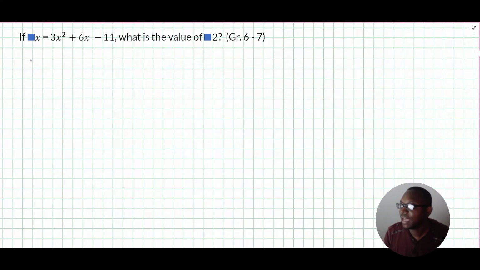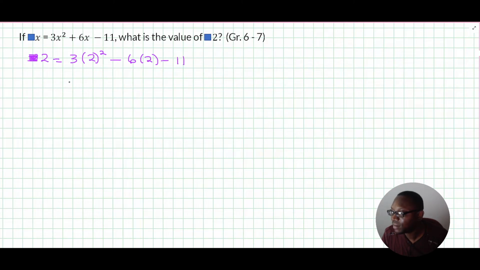So here's what this means. Anytime I have this blue square before x, I'm going to multiply 3 by x squared, add that to the product of 6 and x, and subtract 11 from the result. So let's call this, ignore the color. So square of 2 is going to be equal to 3 multiplied by 2 squared minus 6 multiplied by 2 minus 11. So this is going to give us 3 multiplied by 4 minus 6 multiplied by 2 is 12 minus 11. So this is going to give us 12 minus 12 minus 11. This is 0 minus 11, which is going to give us negative 11.